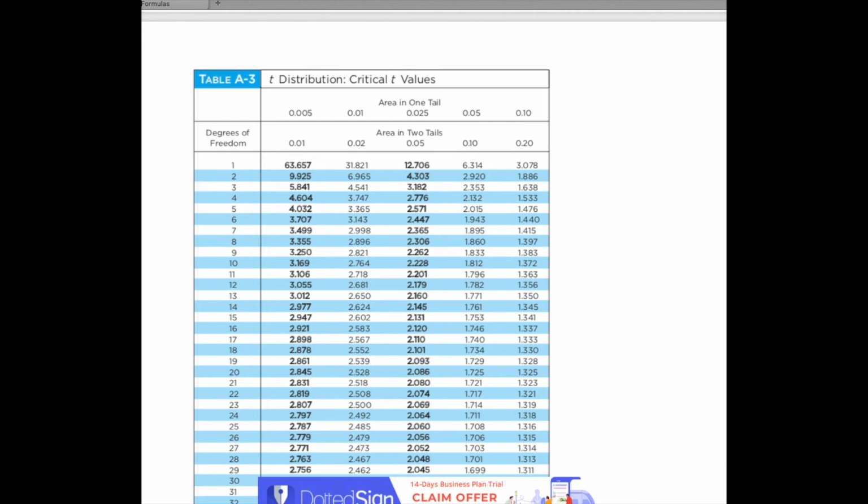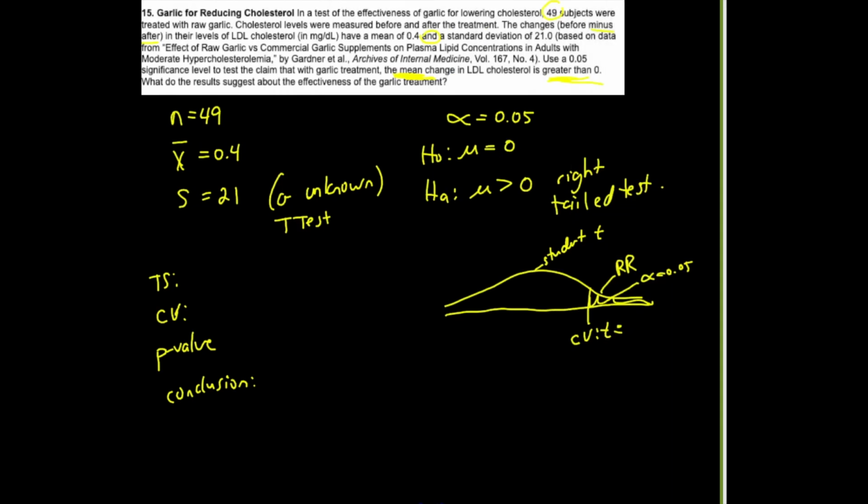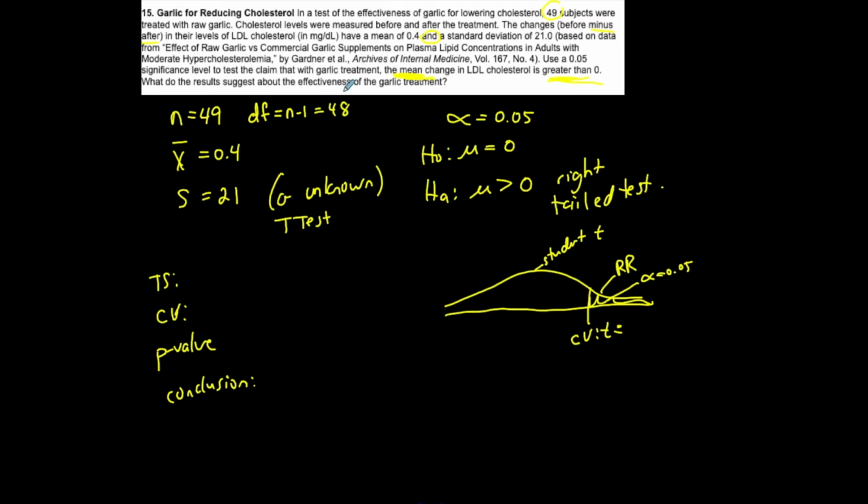How do I determine degrees of freedom? Well, degrees of freedom are based on sample size, and our sample size is 49. And degrees of freedom is always one less than sample size. So our degrees of freedom are 48. Back to my table.